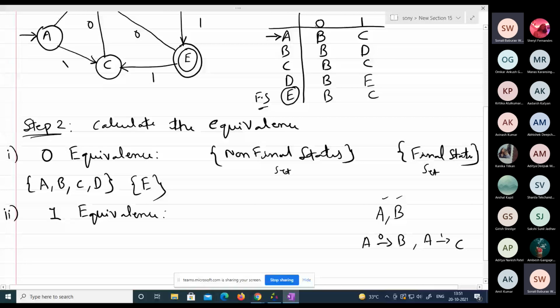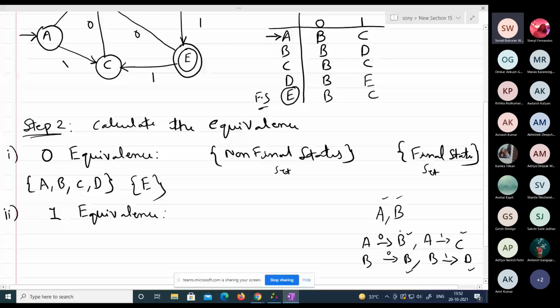Similarly, B on 1 gives me D. Okay, so what happens over here is, whatever outputs you are getting, wherever the state is going, you have to check the states. Here for A we are getting B, C, and for B we are getting B, D.